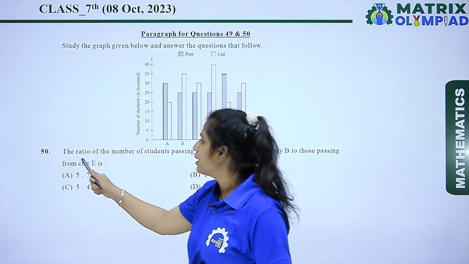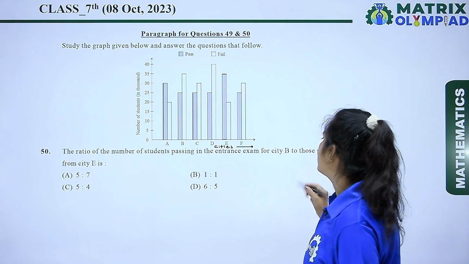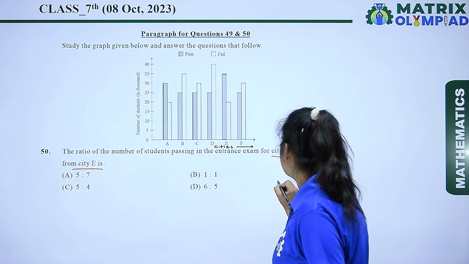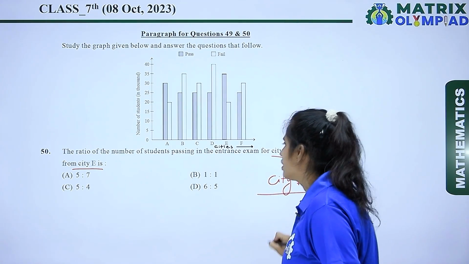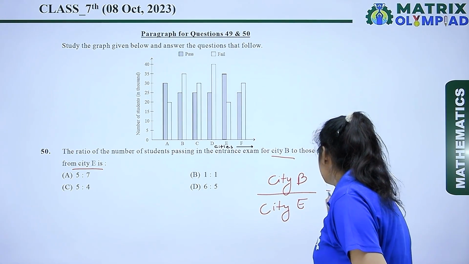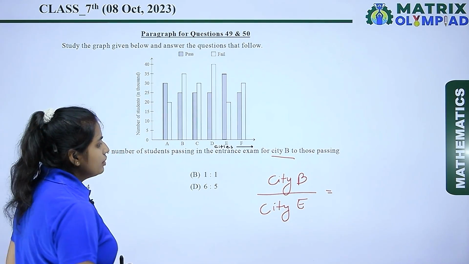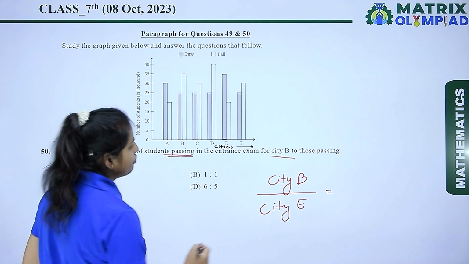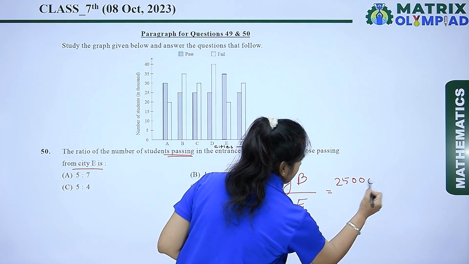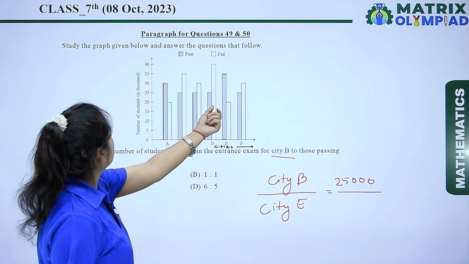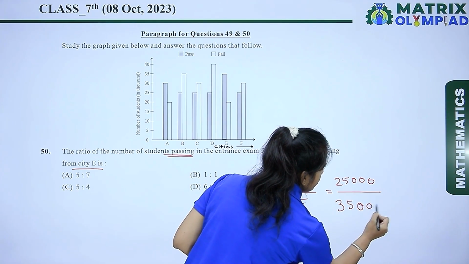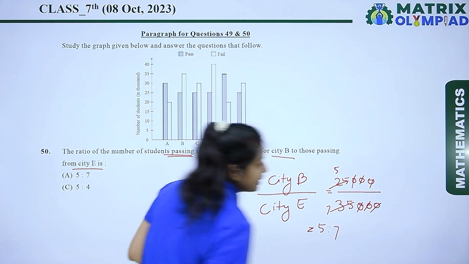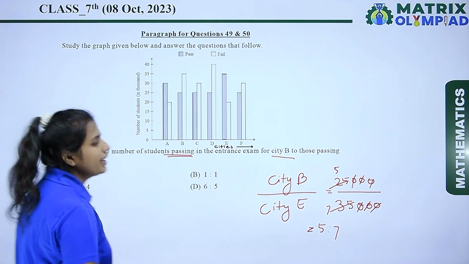Question 50 is the ratio of the number of students passing in the entrance exam for city B to those passing from city E. So we have to find out the ratio, and the ratio is between city B upon city E. So let's calculate. We have to find out the passing students. In city B we have 25,000 students upon, in city E we have 35,000 students. So 3 zeros are cancelled and here we get 5:7 as the correct answer. So according to the question, option A is the correct answer.